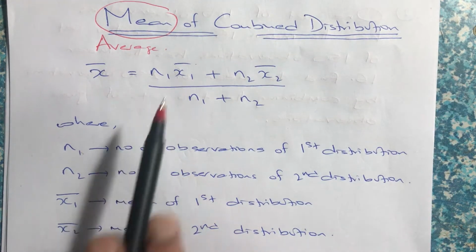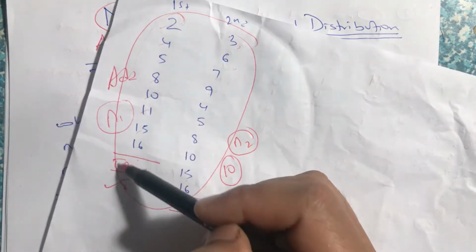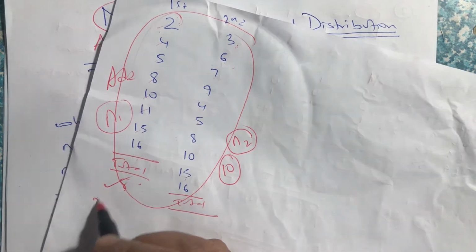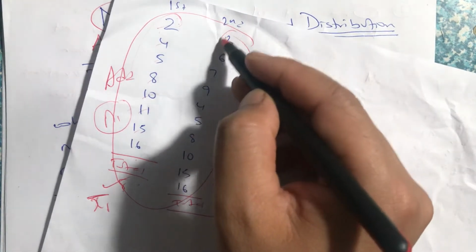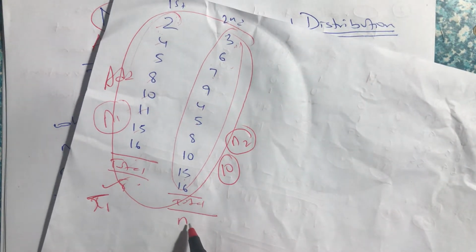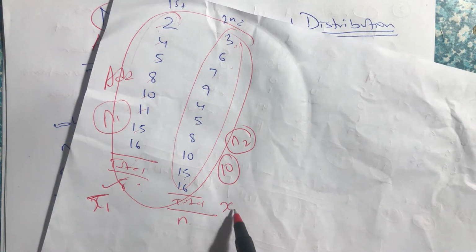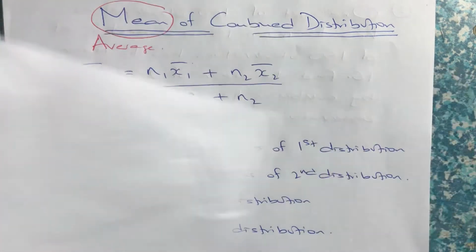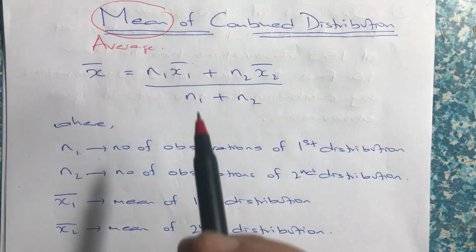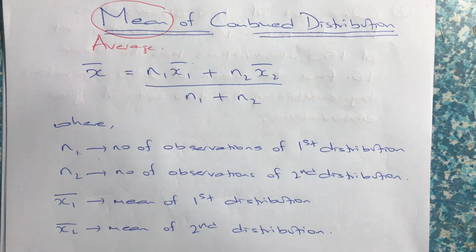And x1 bar is the mean of the first distribution. So over here, we separately find the mean of this one, and whatever answer we get, we call that x1 bar. Similarly, we find the mean of this one, and how do I find the mean? Total divided by the number of observations, and we call that x2 bar. So x1 bar means the mean of the first set of distribution, and x2 bar is the mean of the second distribution.